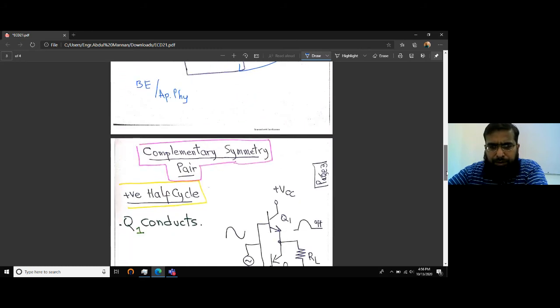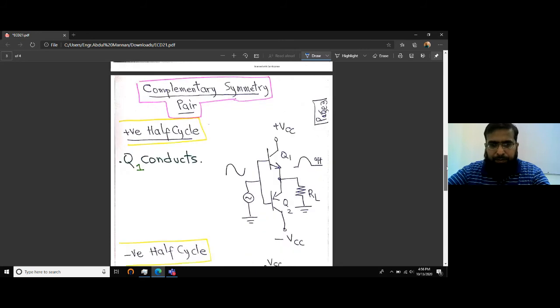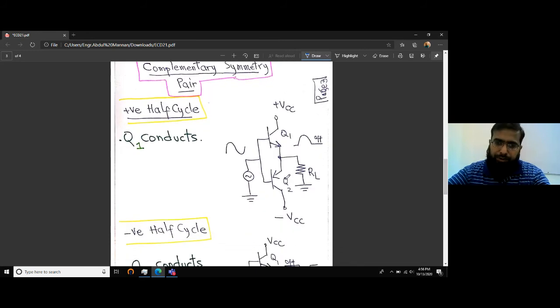Right, and the other type of class AB amplifier is the CSP, complementary symmetry transistor pair. This pair is connected like this, with two transistors Q1 and Q2, and we supply the input voltage here. During the positive half cycle, Q1 conducts because this is an NPN transistor, and in order to conduct, the base voltage should be at least 0.7 higher than the voltage of the emitter.